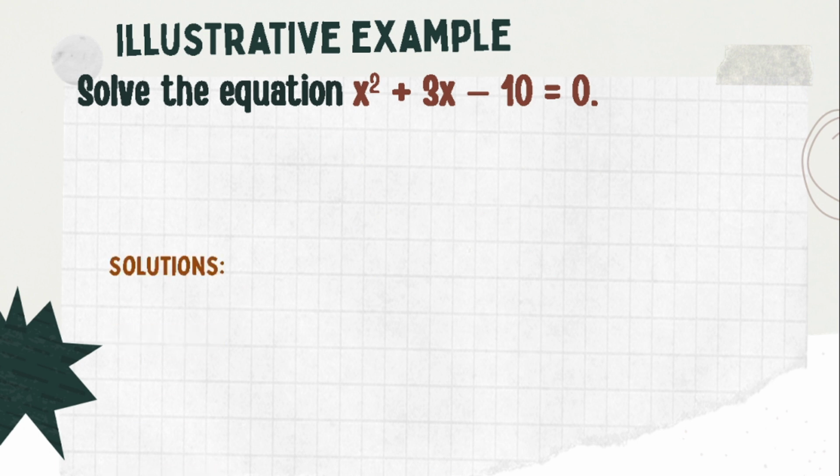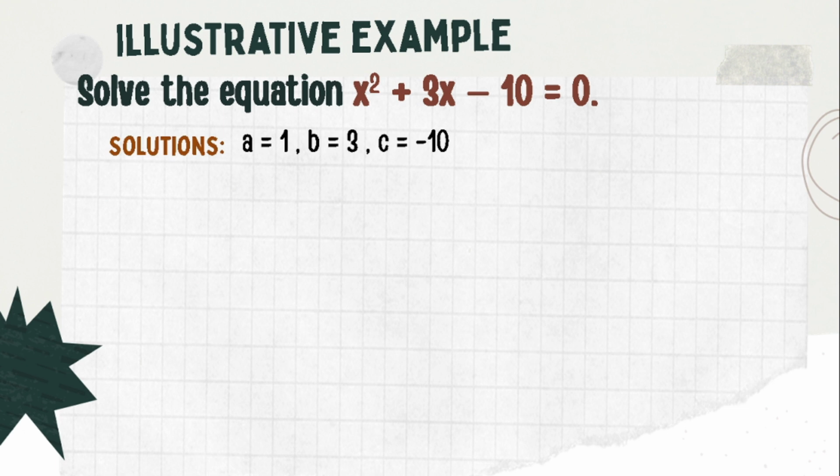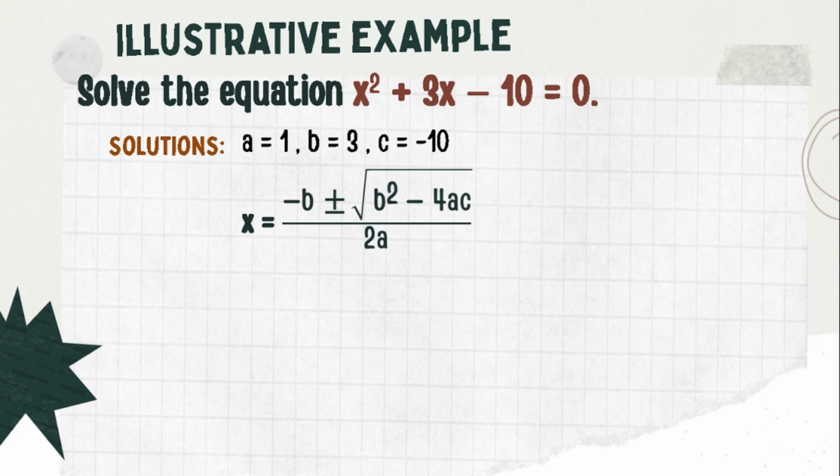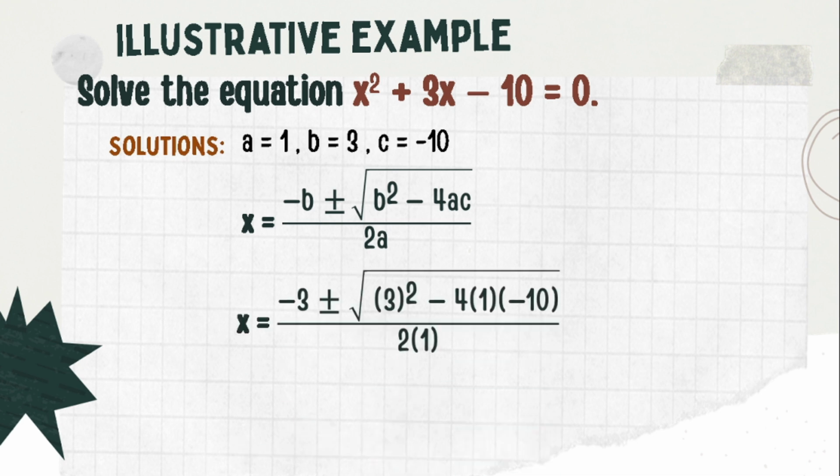Here is the solution. First, determine the value of a, b, and c. a is equal to 1, b is equal to 3, and c is equal to negative 10. Then substitute those values into our quadratic formula. x is equal to negative b plus or minus square root of b squared minus 4ac over 2a. So we will have now x is equal to negative 3 plus or minus square root of 3 squared minus 4 times 1 times negative 10 all over 2 times 1.